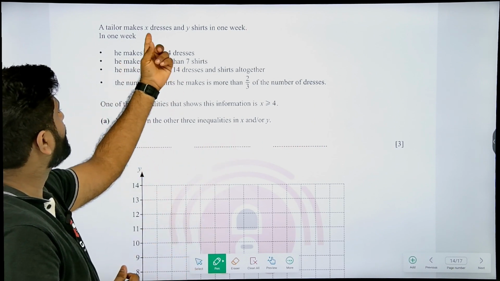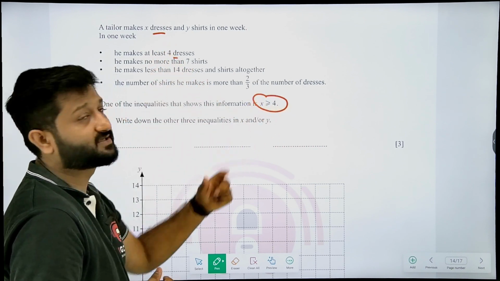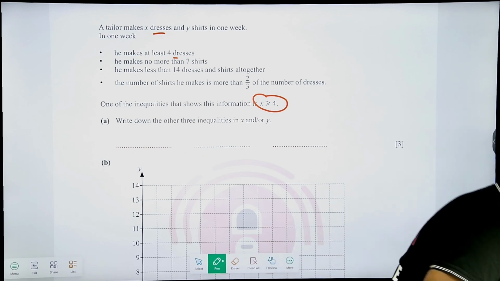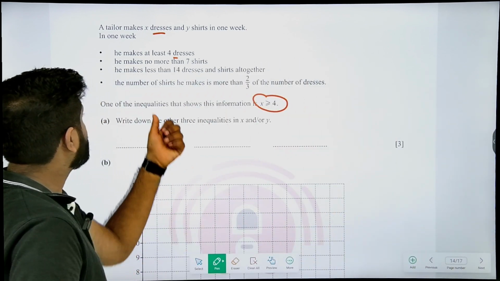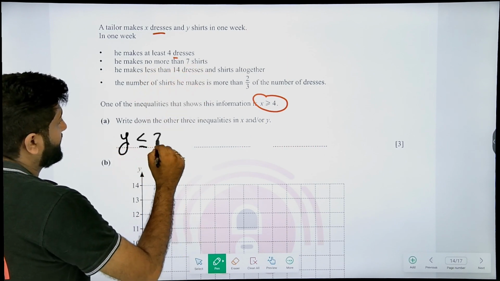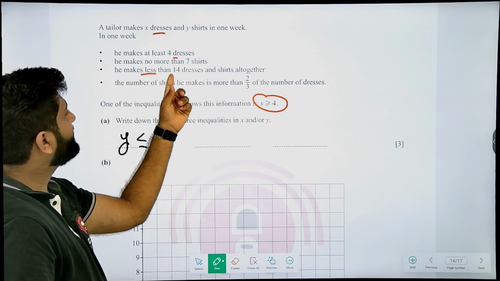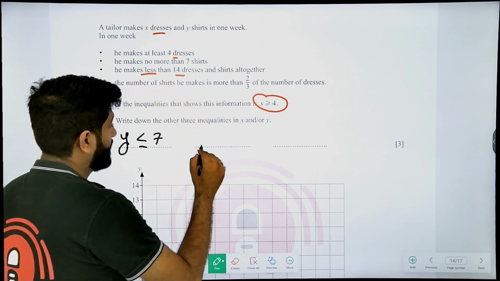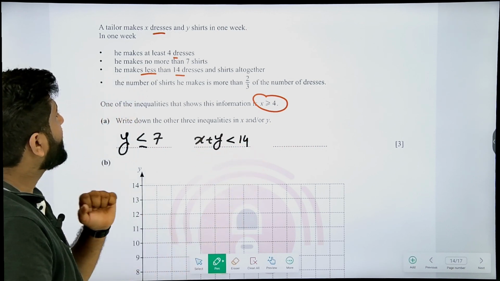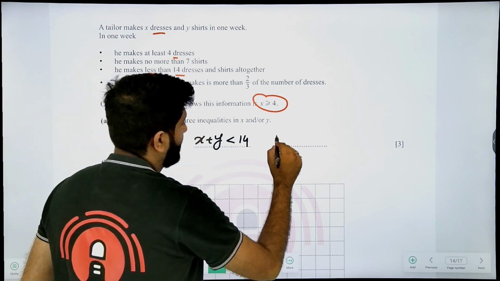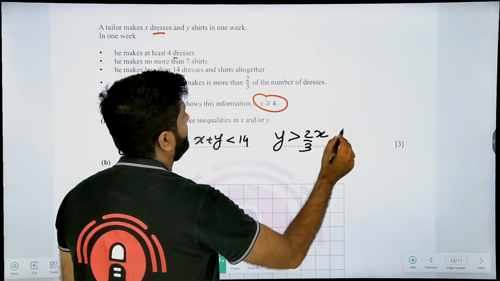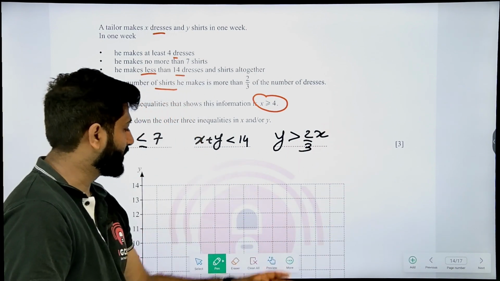So he makes at least 4 dresses. I think that is already given to us. X is greater than or equal to 4. Just a second, guys. And the second now is he makes no more than 7 shirts, which means y is less than or equal to 7. He makes less than 14 dresses and shirts together, which means x plus y is less than 14. Then the number of shirts he makes is more than 2/3 the number of dresses. Right, now these are my inequalities.